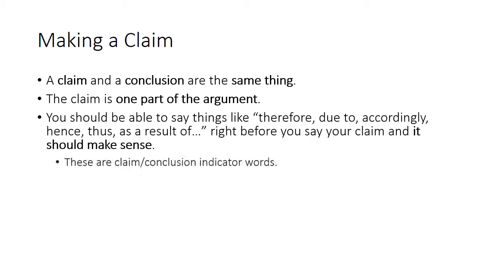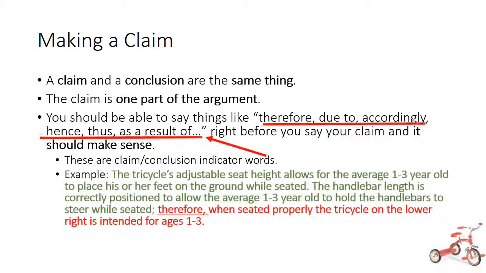Let's look at an example. The tricycle's adjustable seat height allows for the average 1 to 3-year-old to place his or her feet on the ground while seated. The handlebar length is correctly positioned to allow the average 1 to 3-year-old to hold the handlebars to steer while seated. Therefore, when seated properly, the tricycle on the lower right is intended for ages 1 through 3. As you can see, we used one of the claim/conclusion indicator words, which was "therefore," and that indicates that this last part of the sentence is our claim.